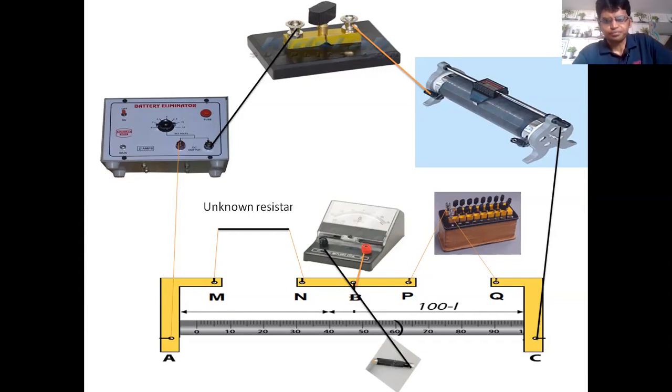Now, how to perform? First you open 20 ohm in the R box. Then you put the jockey key on the A side of the wire. You definitely see the galvanometer moving to the left side. Then you slide the jockey key along the wire, and the galvanometer moves from left to right. When the galvanometer comes to zero, you stop moving the jockey key and note down the value from the scale.